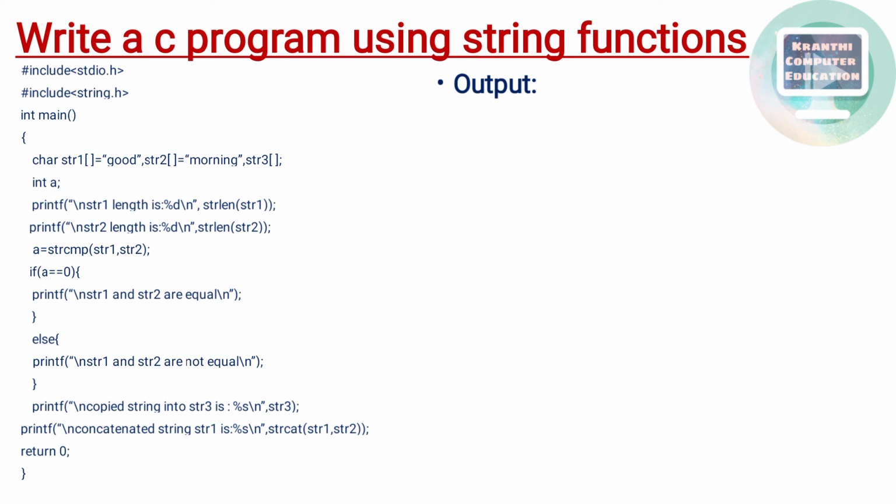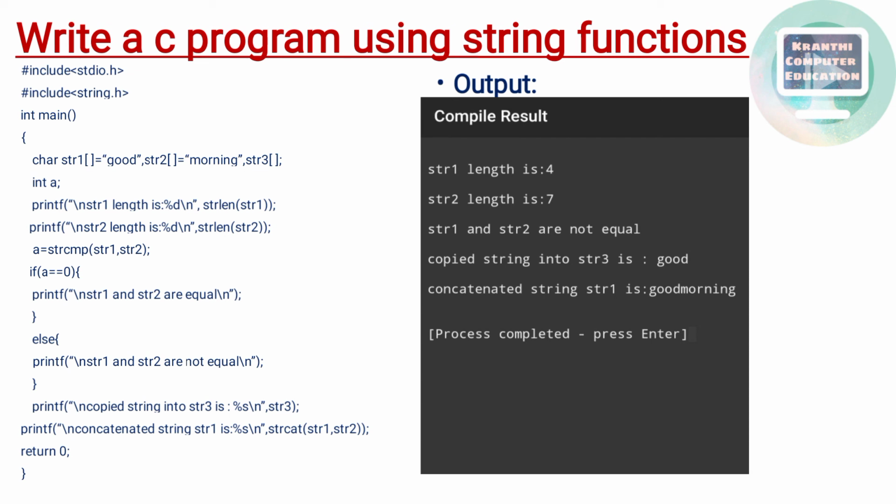I am sharing the output for this program. See here, first the string length: string 1 length is 4. String 1 has "good", so the length is 4. String 2 has "morning", so its length is 7. String 1 and string 2 are not equal, because string 1 has 4 characters and string 2 has 7 characters. String 1 holds "good" and string 2 holds "morning", so they are not equal.